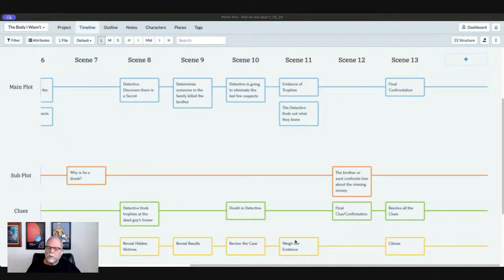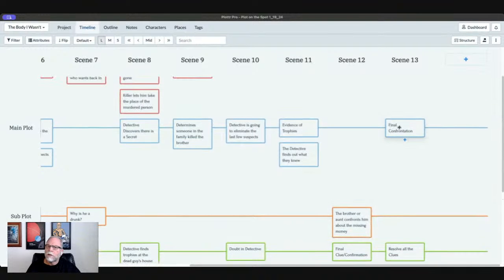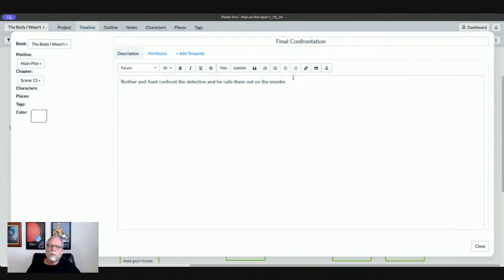So, what's the final outcome of the climax? That is a really good question. What is the final confrontation? So, the brother and aunt confront the detective and he calls them out on murder. Is this a violent confrontation or a non-violent confrontation? No one knows the blind grandfather saw everything. Maybe he's a witness that saw everything.